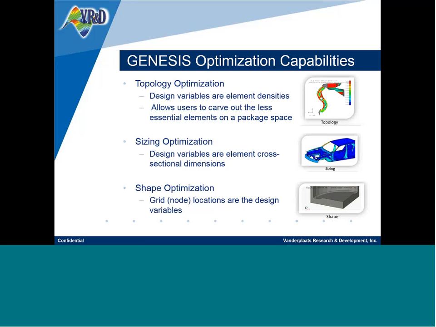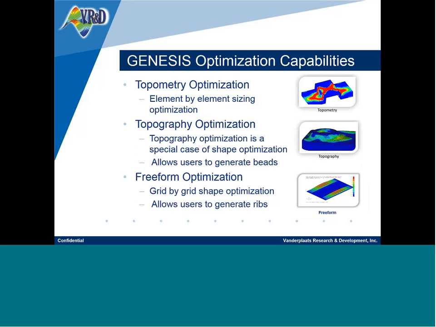You can do shape optimization, where the location of the grids are moved to come up with an optimal shape for your structure. And on top of that, you can do other types of large-scale optimizations, like topometry, which is essentially element-by-element sizing, or topography, which in other words is called beading optimization. And the last one is freeform, which is essentially grid-by-grid shape optimization. So the shape of the structure can be any shape.